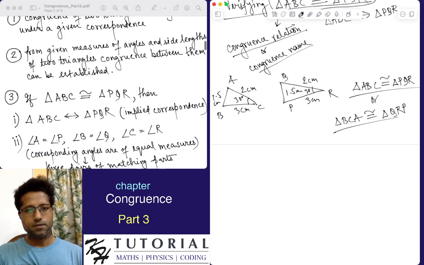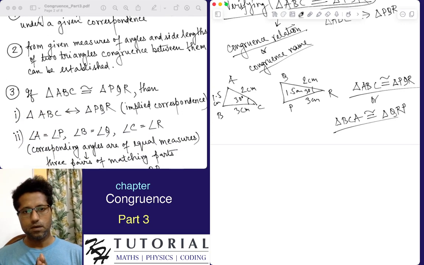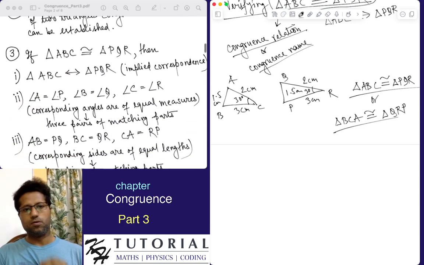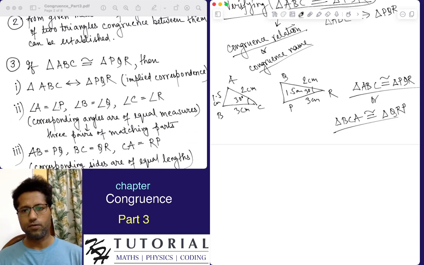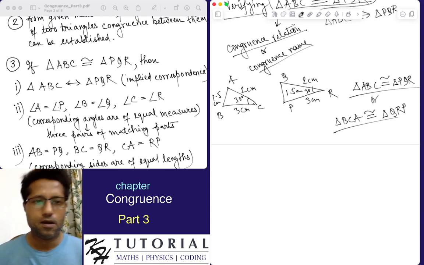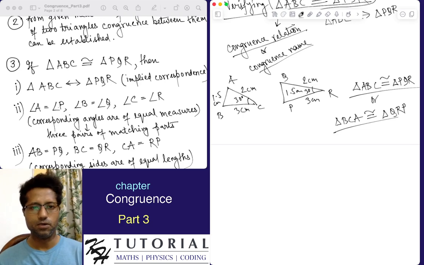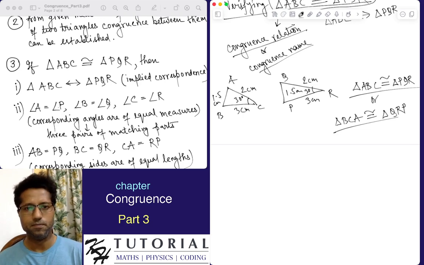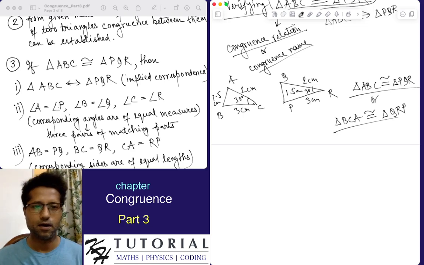Point number 3 is that if it is given that two triangles are congruent, so let's say triangle ABC is congruent to triangle PQR, then you automatically know the mapping. That is, it will automatically imply that triangle ABC has a correspondence with triangle PQR, which eventually means that vertex A is mapped to vertex P, vertex B is mapped to vertex Q, and vertex C is mapped to vertex R.